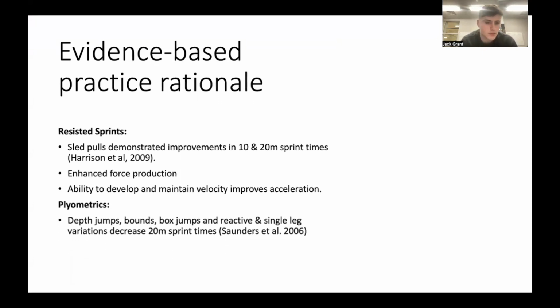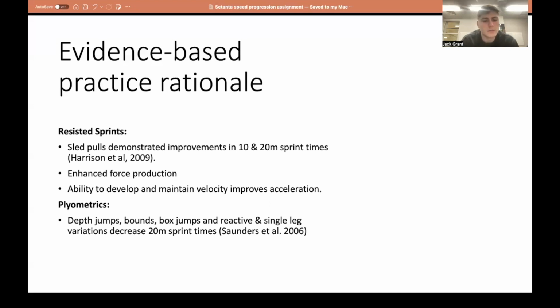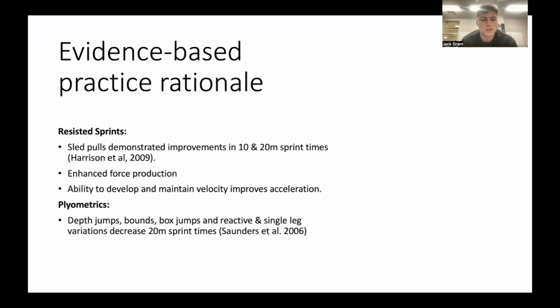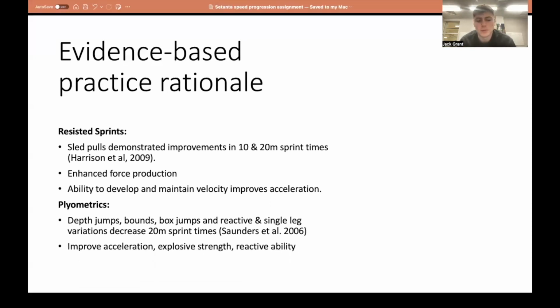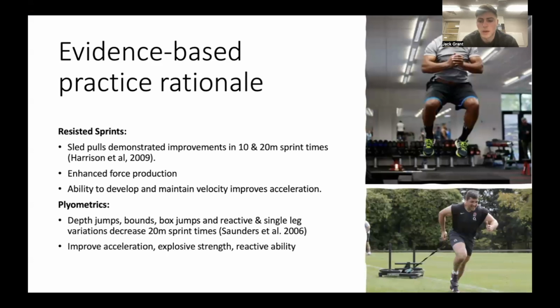Also plyometrics, so the use of depth jumps, bounds, box jumps, reactive and single leg variations also are seen to decrease those sprint times. And that's through similarly improving acceleration, also explosive strength, so that obviously the plyometrics require rapid and forceful muscle contractions, but also that reactive ability. So also in plyometrics, we have those quick transitions between muscles shortening and lengthening. This is our plyometrics here.